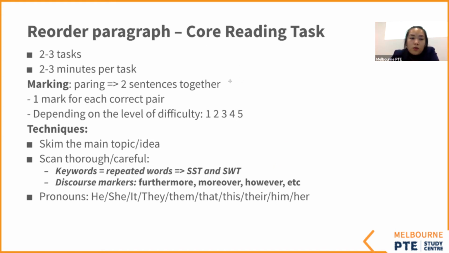Next one. When you are reading, you need to pay attention to pronouns. For example, he, she, they, them, this, that, him, her. So pronouns are one of the techniques as well. These are the things you need to pay attention to when you are reading. Next one.